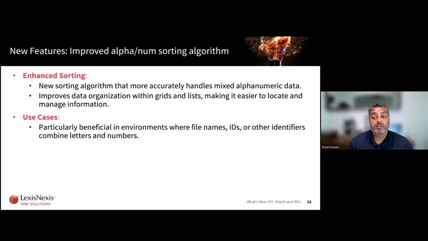This enhancement is particularly beneficial in environments where file names, IDs, and other identifiers combine both letters and numbers. For example, if you're dealing with lists of files named with a combination of letters and numbers, this new sorting logic will ensure that everything is organized in a way that makes sense, making you able to find exactly what you're looking for more quickly and efficiently.